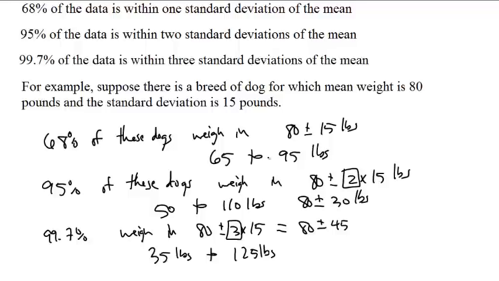This is how it works. You have the X bar, and you have the sigma. You have the mean, and you have the standard deviation. 68% is X bar plus or minus sigma. 95% is X bar plus or minus 2 sigma. And 99.7% is X bar plus or minus 3 sigma.